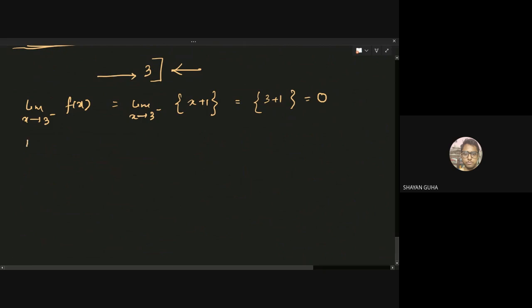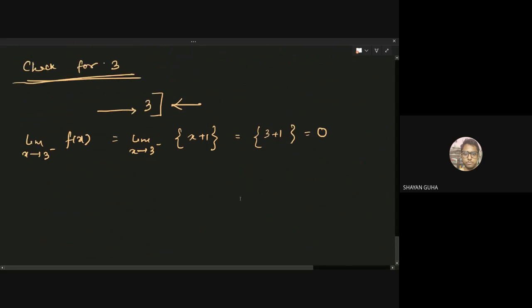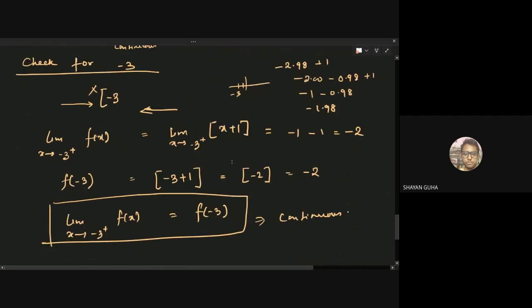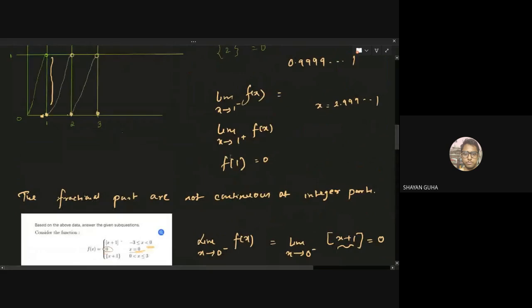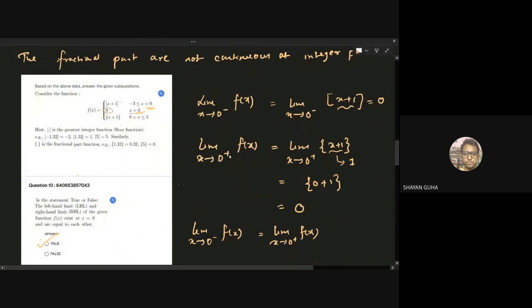And what about the functional value at 3? Taking the limit as x tends to 3 minus means this limiting value is giving me 0. And what is the functional value at 3? At the point 3 it should be 0. Certainly it's becoming continuous here.